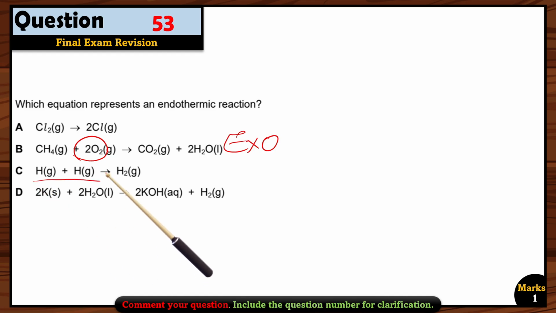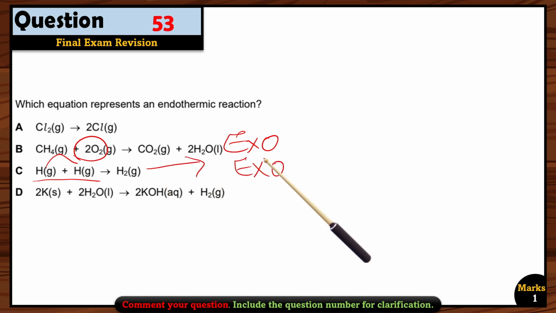Let's see this one, the bond making. You are making two bonds between hydrogen and hydrogen. Bond making is always exothermic because a lot of energy is released when the bonds are made. So this option is also now excluded. Another example is the water reaction with the metals. All reactions of water with metals are exothermic.